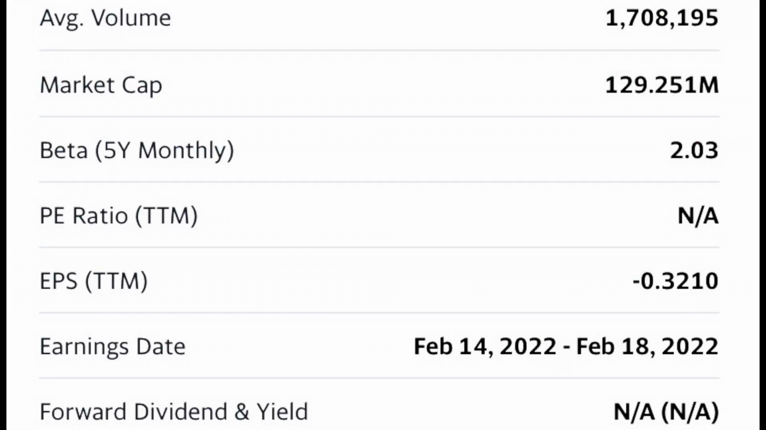Market cap. Market cap is based on the total number of shares that the company has. In this case, the total number is 129.251 million. So 129 million shares total. So this company has a total, all outstanding, 129 million shares.